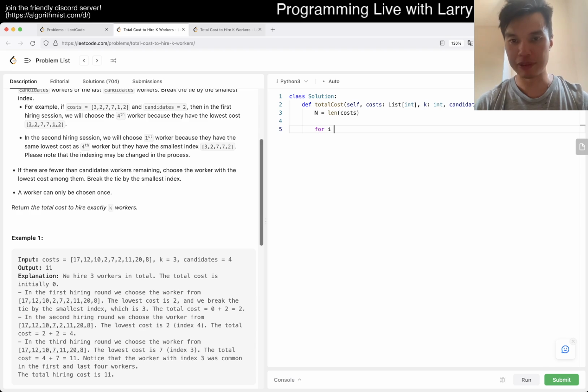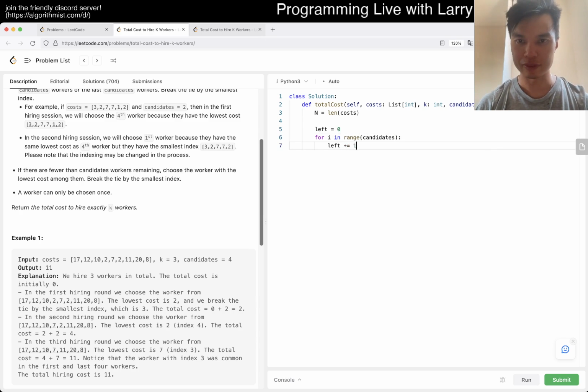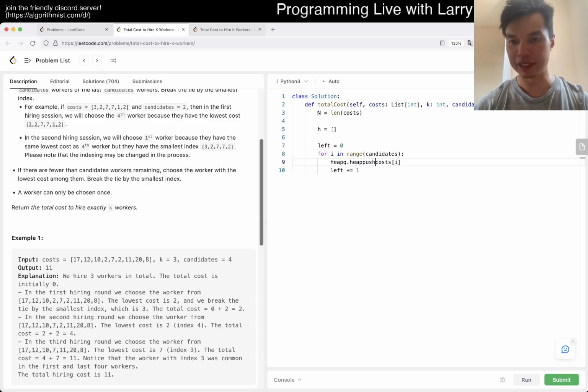For example, we do the first candidates. Let's just do it a little bit cleaner, right? So for i in range of candidates, we push cost sub i into a heap. And of course in Python it is a min heap, so keep that in mind. I don't think we need to care about the type, but maybe I'm wrong on that one. But just keeping the index, and then right is equal to n minus one.